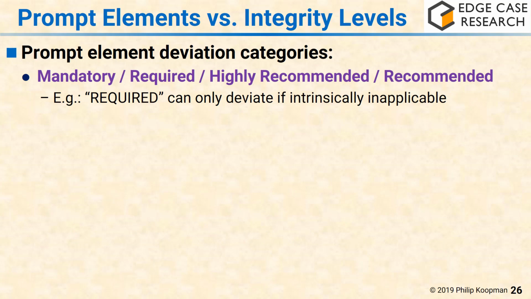Typical software safety standards, functional safety standards, have the notion of integrity levels. We require an integrity level as well. But there's an interaction between integrity levels and prompt elements, and the prompt elements smell like integrity levels to some folks, and they're completely different, so it's important to get that straight. So to refresh on the prompt element categories, there's mandatory, required, highly recommended, recommended. That's whether or not a deviation is permitted in the safety case.